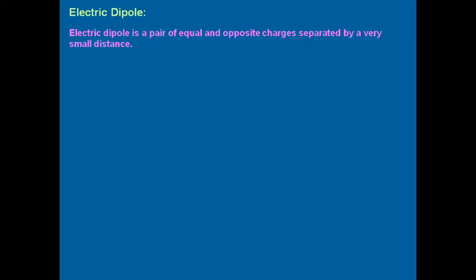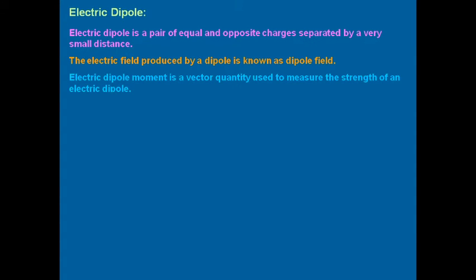Electric dipole is a pair of equal and opposite charges separated by a very small distance. The electric field produced by a dipole is called dipole field. Another term is electric dipole moment. That is a vector quantity that is used to measure the strength of an electric dipole.